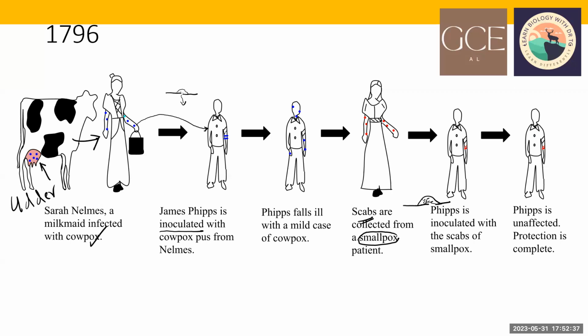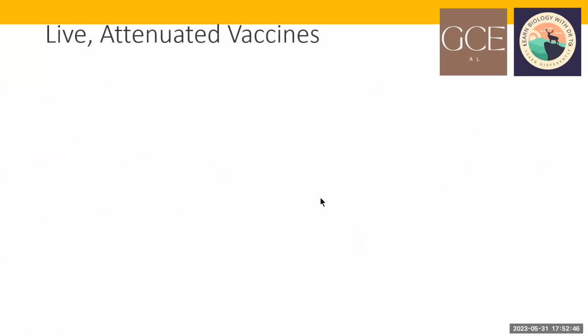Okay, so that is the discovery of the vaccine. And when it comes to our case, we have two types of vaccine. There are different vaccines, but we are only going to learn two.